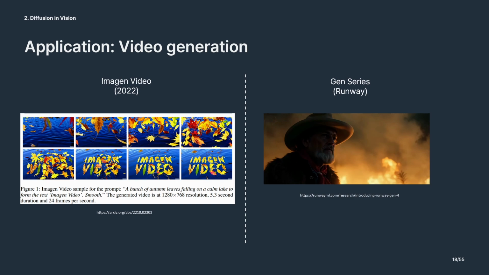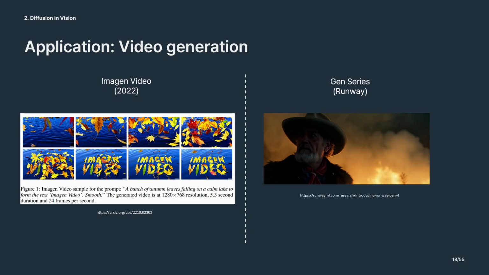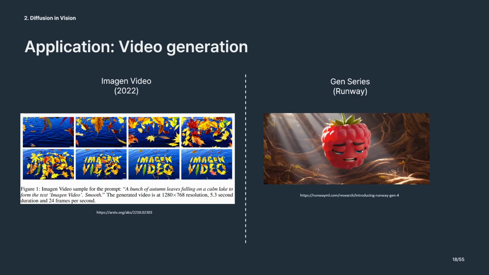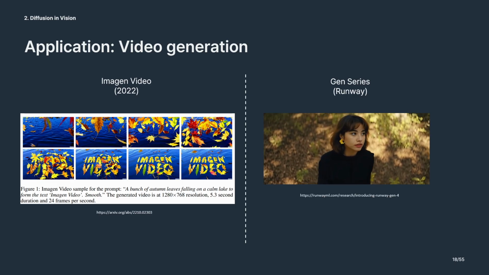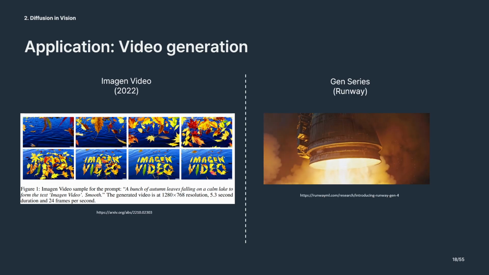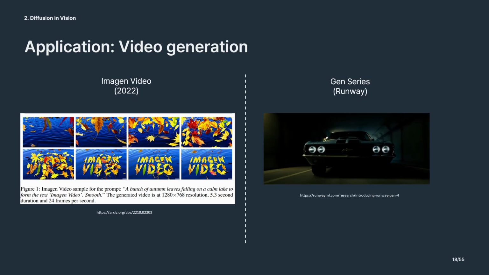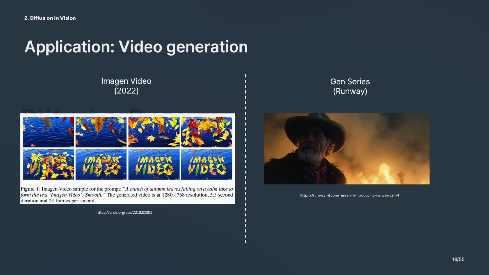Diffusion models have also made remarkable progress in video generation, enabling the creation of temporally coherent and visually compelling video clips from just text prompts. On the left, we see Imagen Video by Google, which generates smooth high-resolution videos. On the right is Runway's Gen series, which takes diffusion-based video generation even further towards cinematic quality, often used in creative or production settings. These advances show how diffusion models are not only powerful in static image generation, but also capable of handling the complexities of motion and time.